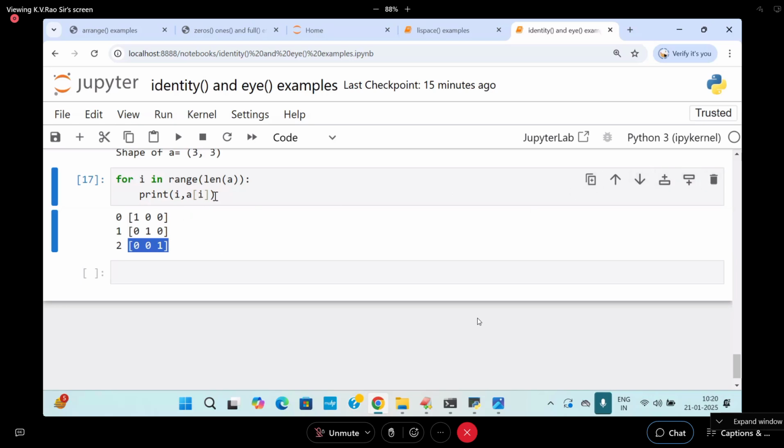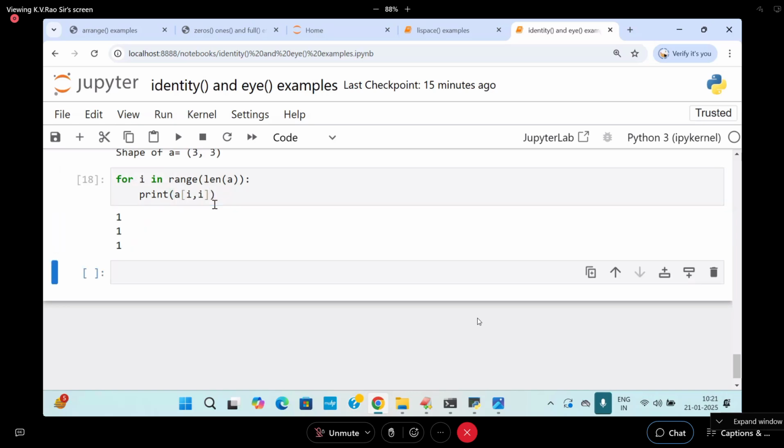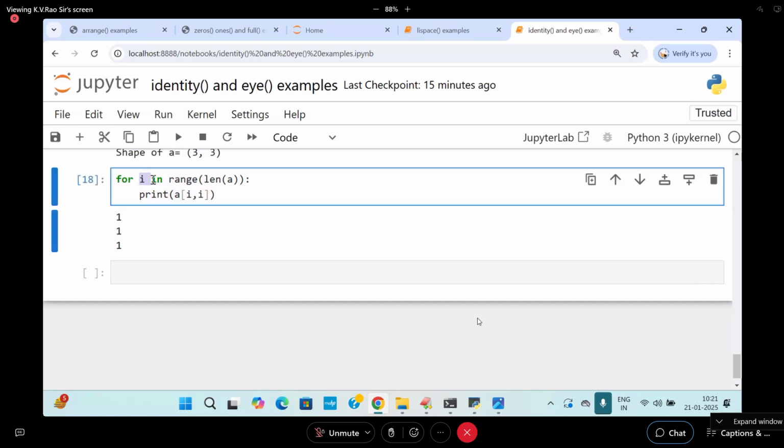So that type of product I want. What is the product I want? In this place, I'm writing print of A of I, comma I. Like this I am writing. What is the answer coming? 1, 1, 1 is coming. What is that 1, 1, 1? Come on, first time: A of 0, 0, A of 1, 1, A of 2, 2. What is the answer? 1, 1, 1 is coming.